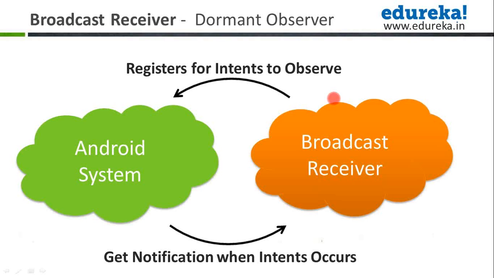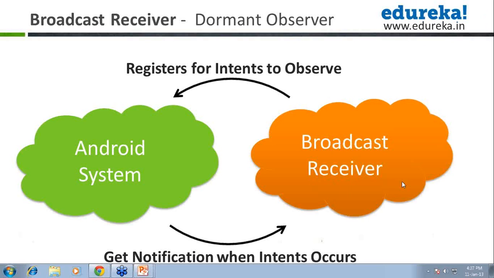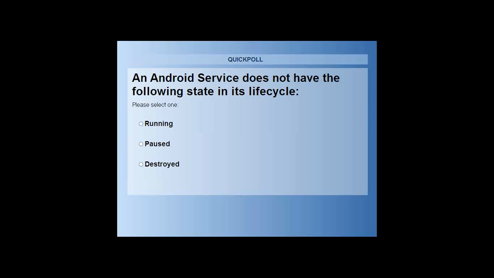That's great. Okay. I have another simple question for all of you. Let's make sure that we have understood everything that we have discussed today in this class. An Android service does not have the following stages in their life cycle. Choose one amongst running, paused, or destroyed. Now, can everybody quickly vote in? Let's see how much you remember out of what you've been taught.